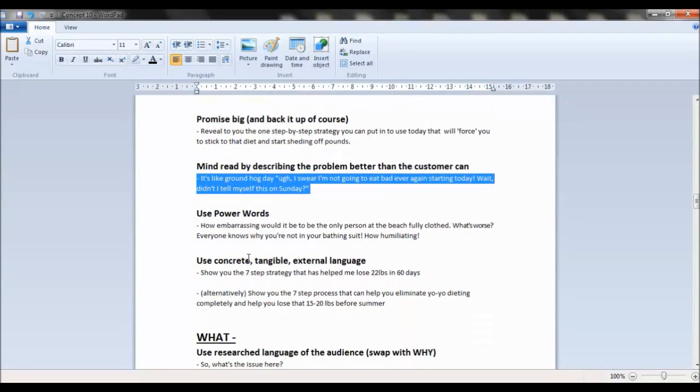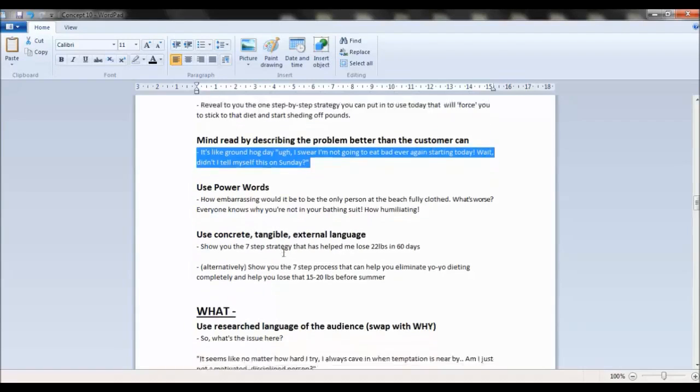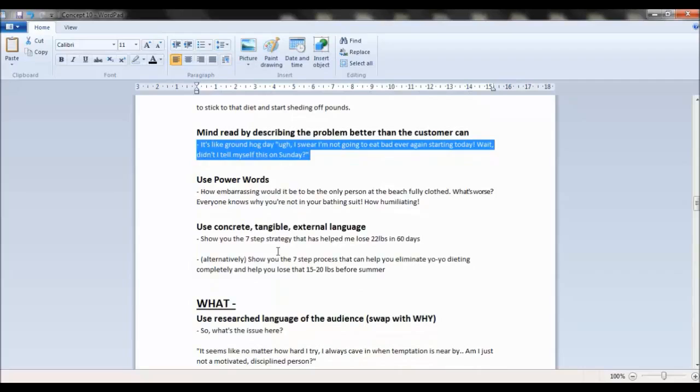How embarrassing would it be to be the only person at the beach fully clothed? What's worse, everyone knows why you're not in your bathing suit. How humiliating. And you want to use concrete, tangible, external language. Show you the 7-step strategy that has helped me lose 22 pounds in 60 days.